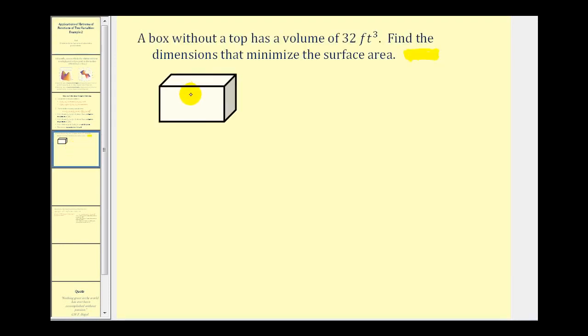Here we have a box without a top that has a volume of 32 cubic feet. We want to find the dimensions that minimize the surface area. Let's call this the length, this the width, and this the height. So one thing we know for sure is that the volume is 32 cubic feet. The volume of this box, which is a rectangular prism, would be length times width times height, which must equal 32 cubic feet. Now let's come up with an equation for the surface area.